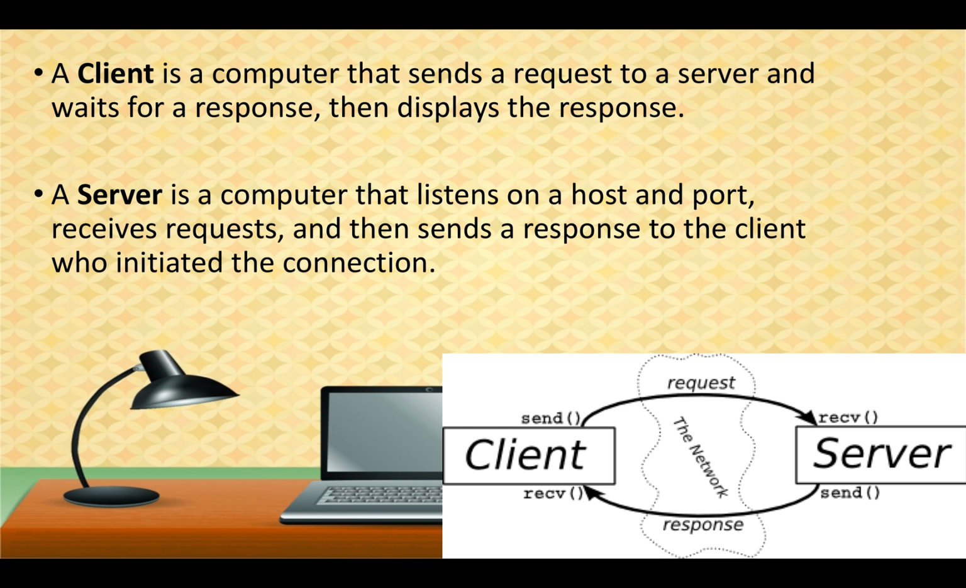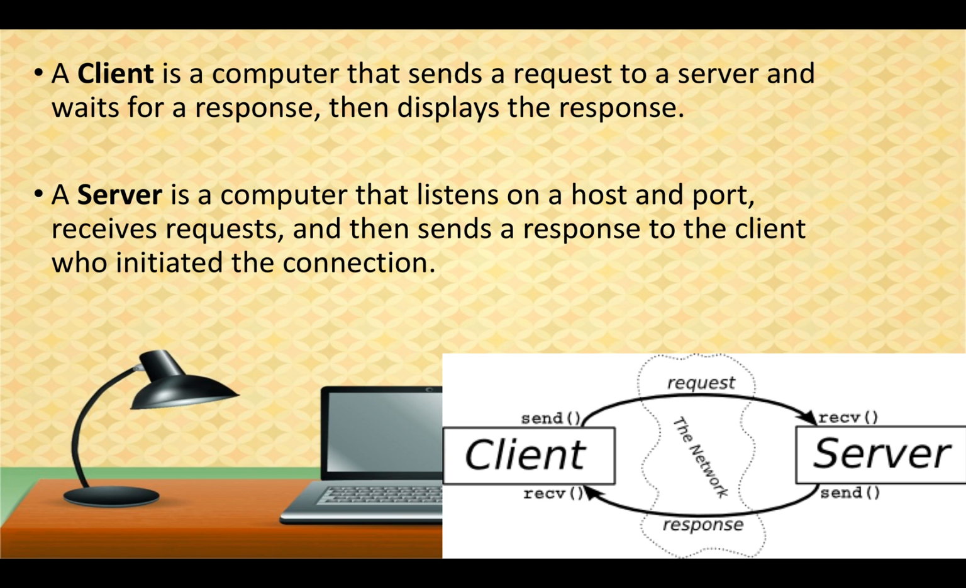So a few definitions. A client is a computer that sends a request to a server and awaits a response, then displays that response. A server is a computer that listens on a host and port, receives the request, and then sends a response to the client who initiated that connection. Like before with the Google example, your computer is the client that sends the request initially to see the website, and then Google servers respond back with the web page, the search results, or whatever other page you might be looking at. That can also be seen in the picture down below.